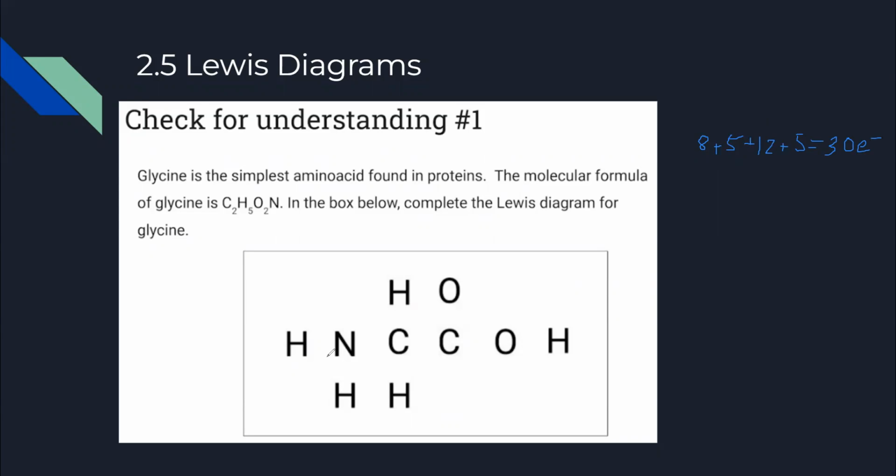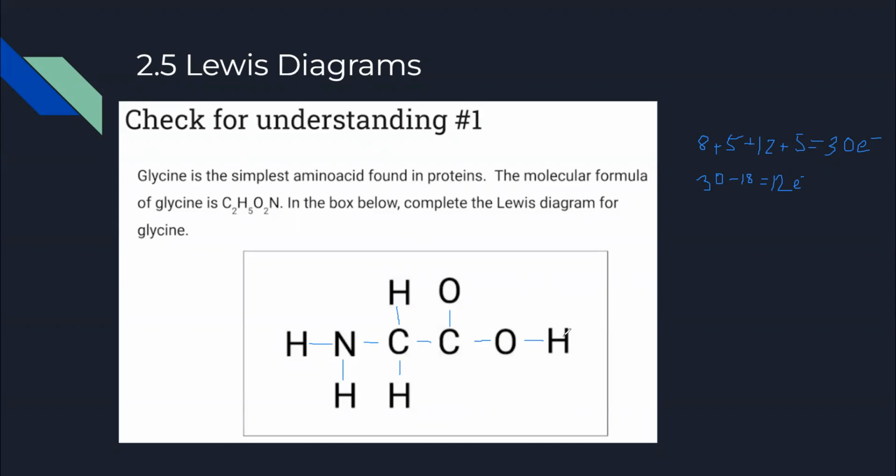And now you just put in single bonds for everything. So 1, 2, 3, 4, 5, 6, 7, 8, 9. Now you have to subtract the amount of electrons. So each single bond has 2 electrons. So 2, 4, 6, 8, 10, 12, 14, 16, 18. So subtract 18 from 30 is 12. And so you have to add these 12 to the structure.